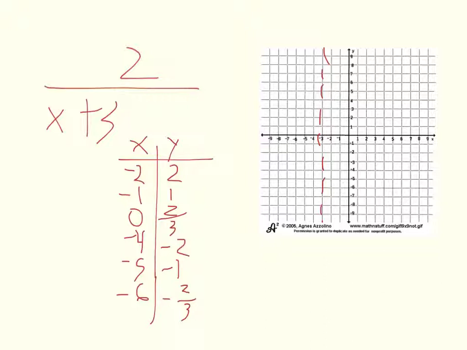Now we just put the graph again, and then so -2 and 2, -1 and 1, and 0 and 2/3. Now I forgot to mention, if there isn't that +2, this right here is basically the line that you can't cross. So that's always nice to know. So -4 and -2, -5 and -1, and then -6 and -2/3. Plot graph.